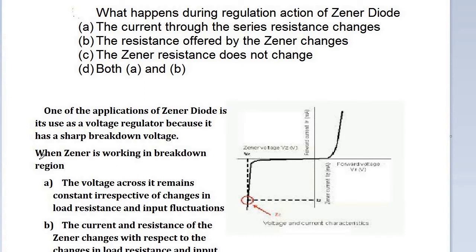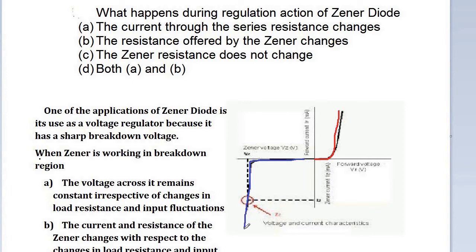This is the graph of the VI characteristics of a Zener diode. This is the forward characteristic, and actually we are interested in the reverse characteristics, so this is the reverse characteristic curve.